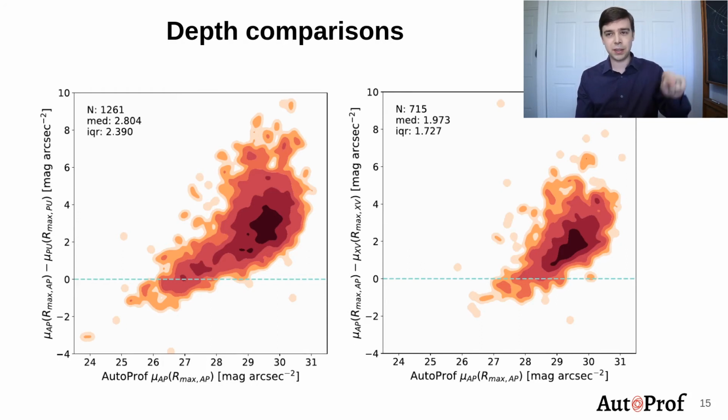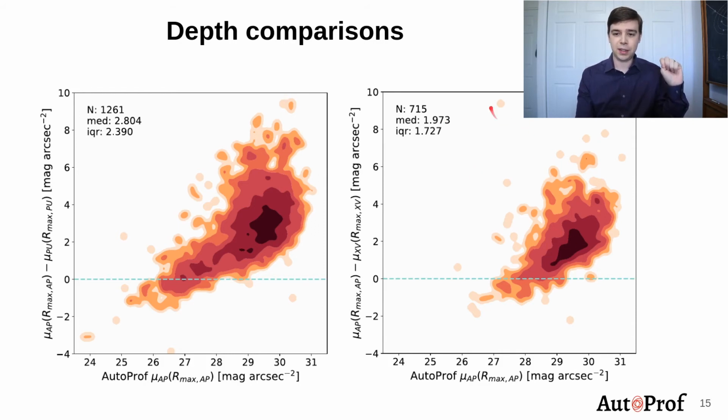Of course, because it uses the median around an isophote, it will, for the most part, ignore a star once the fit is properly aligned. Here we see the same comparison, except now it's between AutoProf and XVISTA. And AutoProf is able to reach a median depth of about 1.97 megs per arc second squared deeper, which is not quite a factor of 10, but still considerably deeper.